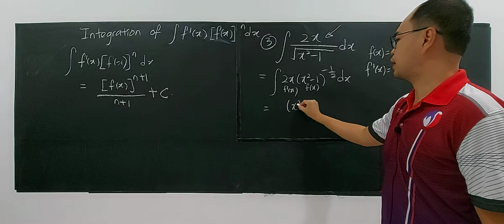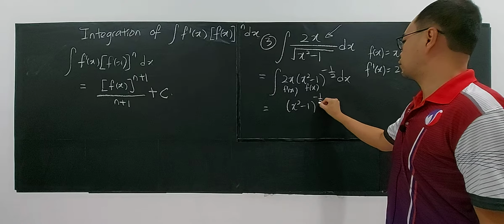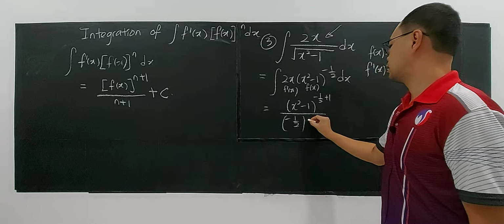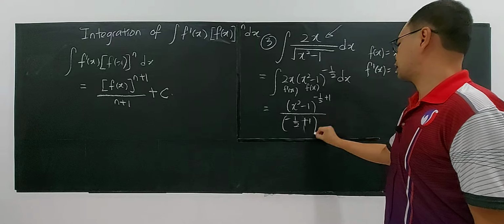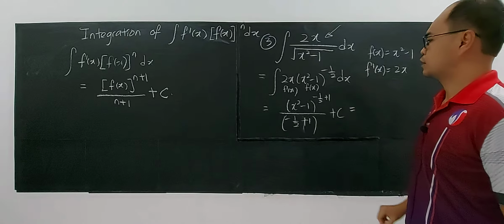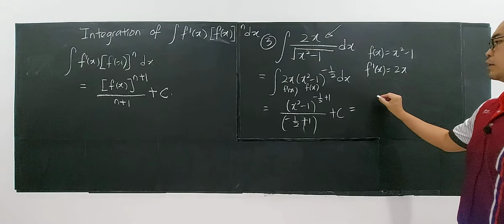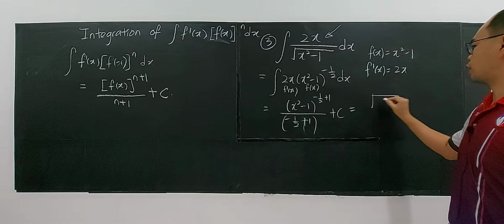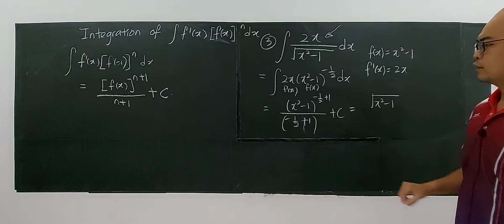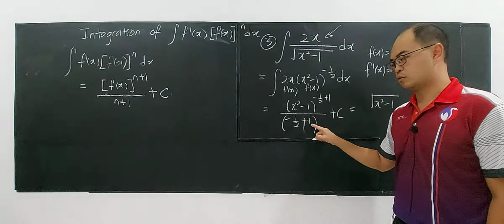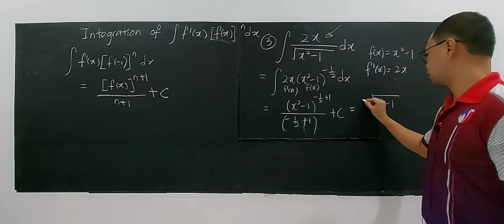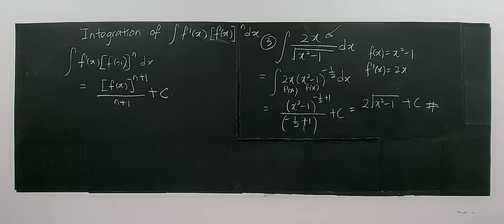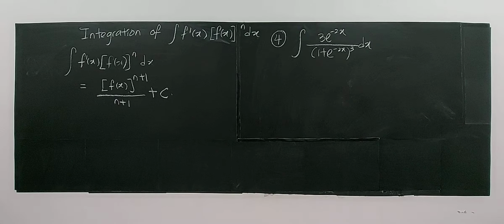So just copy this back and add 1 to the power, divided by negative 1/2 plus 1, plus c. Then negative 1/2 plus 1 is 1/2, so you have (x squared minus 1) to the power of 1/2, divided by 1/2, which becomes 2 times the square root of x squared minus 1, plus c. Alright. Okay, let's go for more examples.